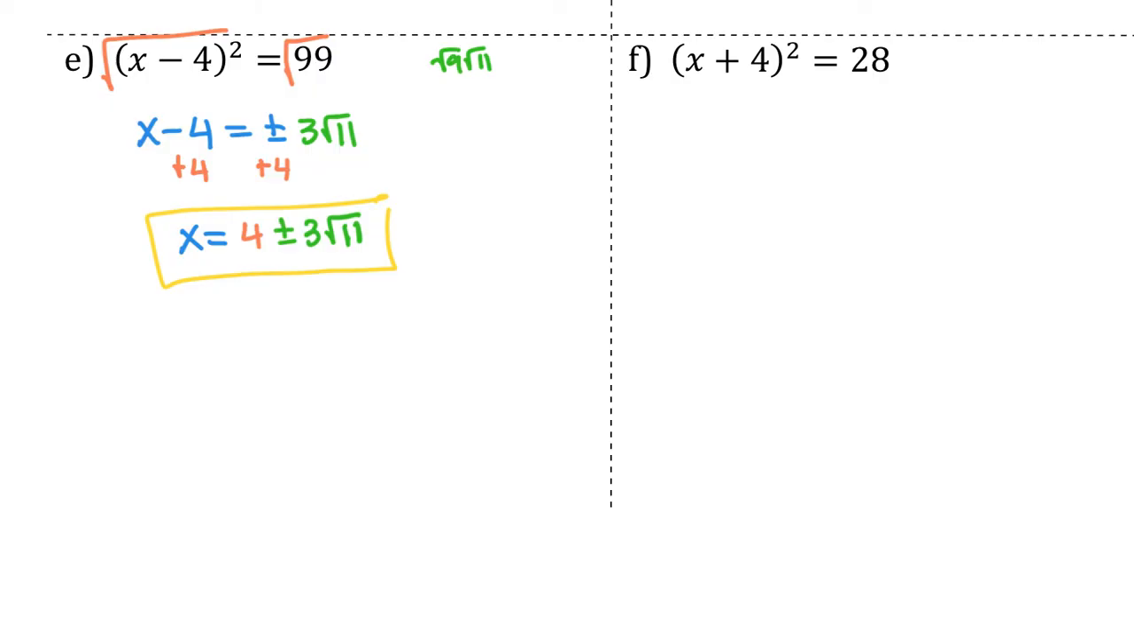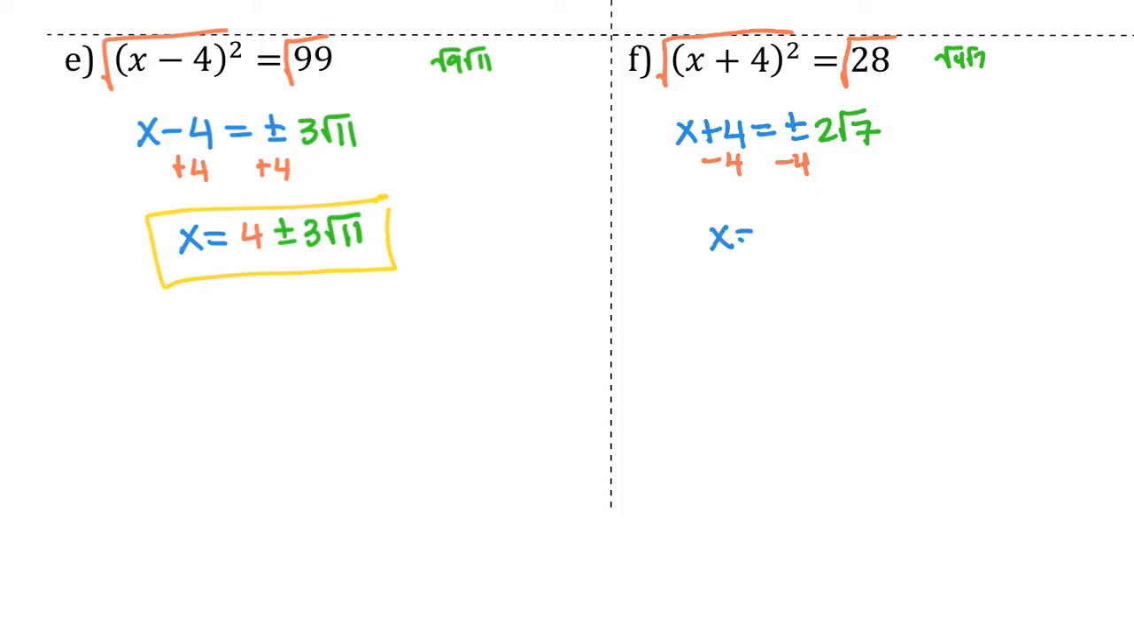Okay, let's do one more example. Square root x plus 4 equals plus or minus the square root of 28 is irrational. Does it simplify? It does simplify because it's 4 times 7. So I'm going to make it 2 square root 7. Then I'm going to go ahead and solve it. I'm going to subtract 4.